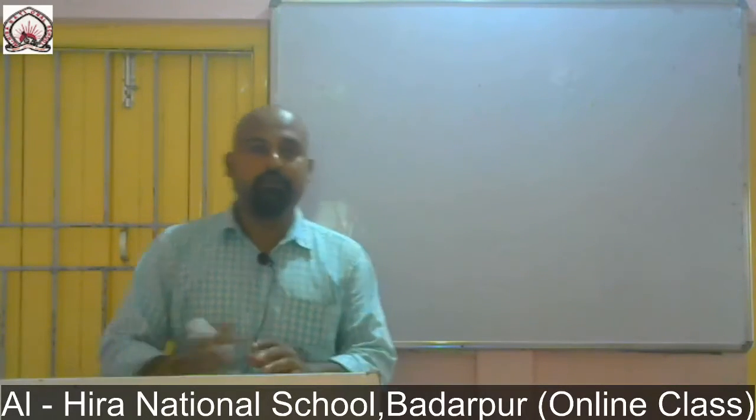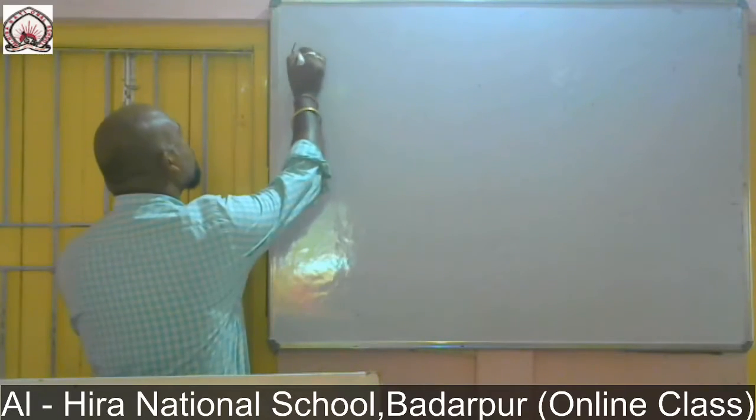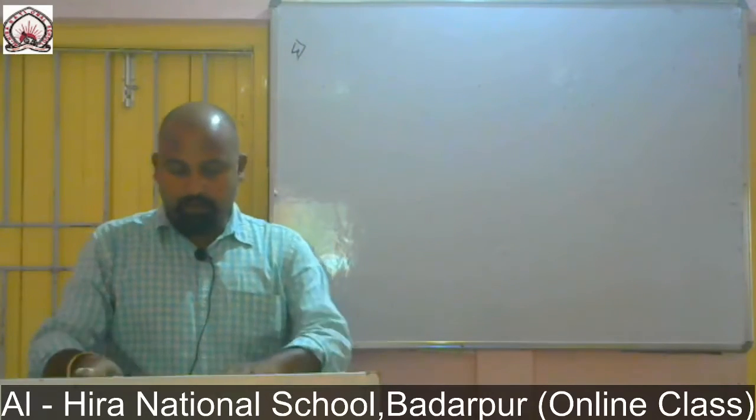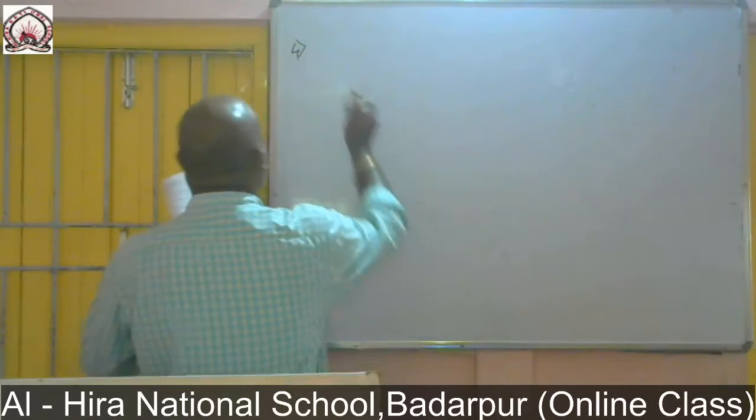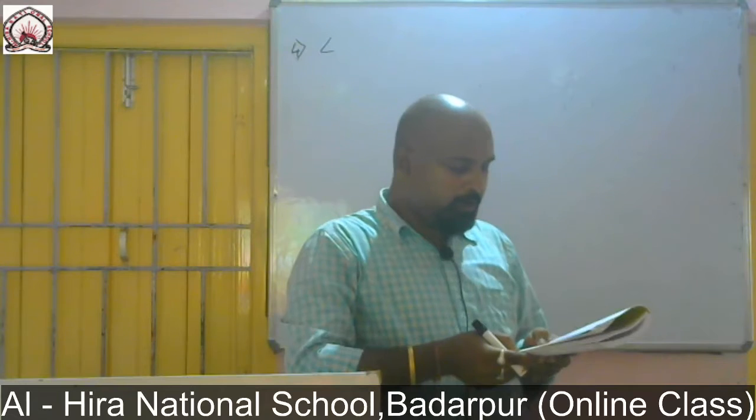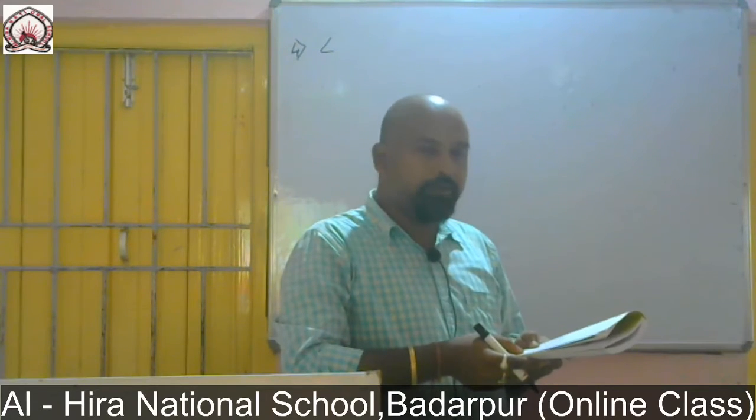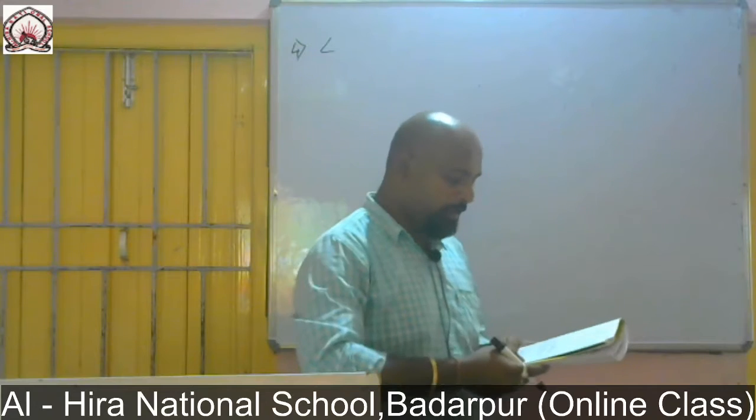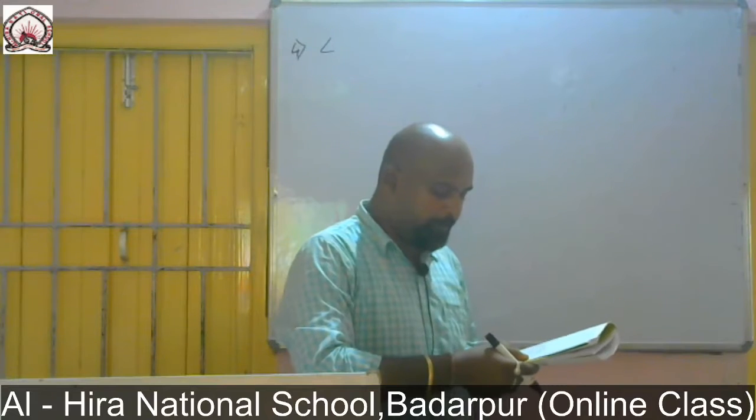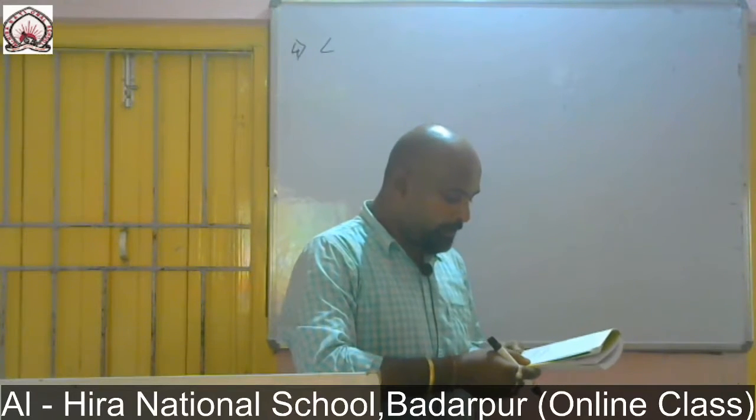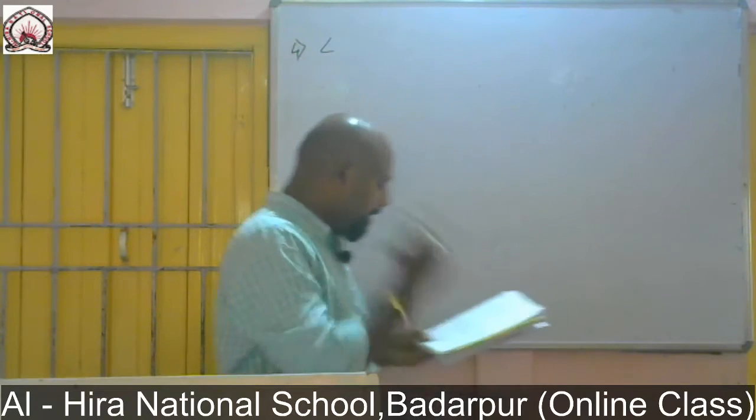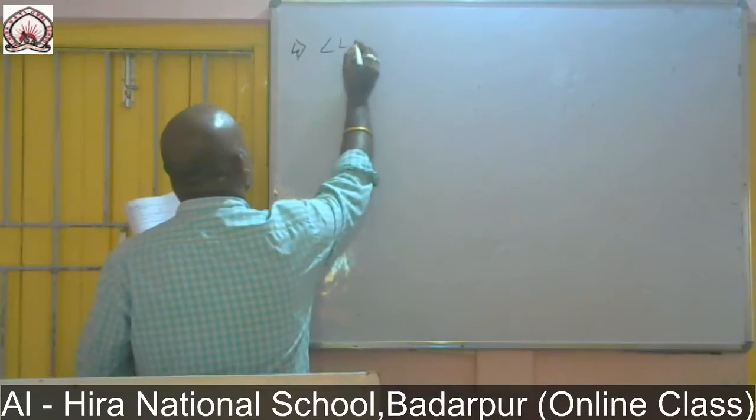Okay. Now, question number 4. In question number 4, we have to prove that angle. What is the question? In question number 4, triangle PQR, where angle Q is greater than angle R, and the bisector of angle P meets QR at L, and PM is the altitude of the triangle. Prove that angle LPM.